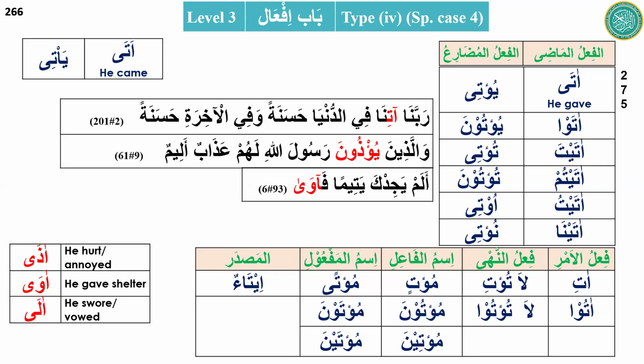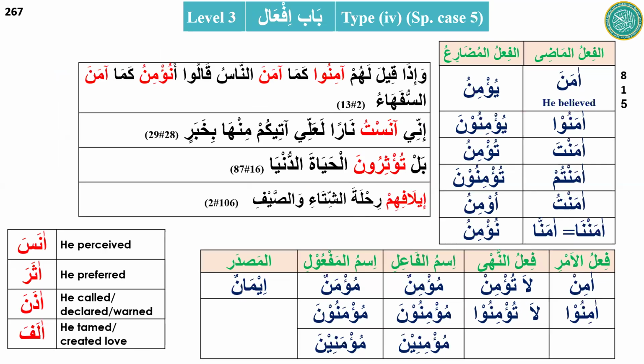Can you please combine the translation again? Did he not find you as an orphan, so he gave shelter. So this is a special case. Ata yu'ti i'taan. Whenever you do ata yu'ti, ata means he gave. At the same time, please look at the other word, ata ya'ti. Ata means he came. And ata means he gave. So we have to go for the second special case.